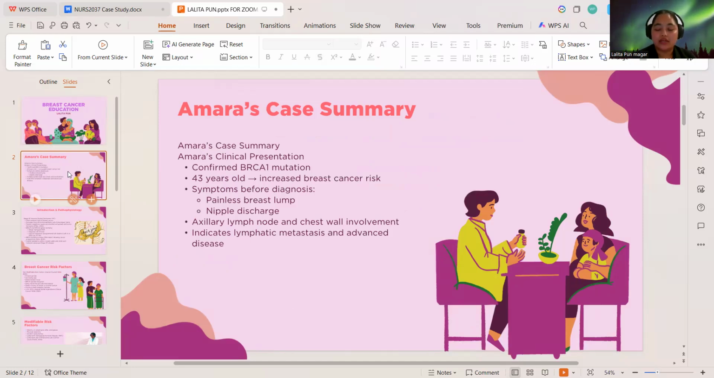So we have got Amara. She has been diagnosed with stage 3C invasive ductal carcinoma. It is the most common form of breast cancer.